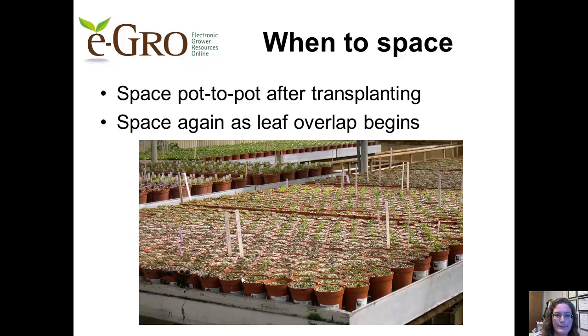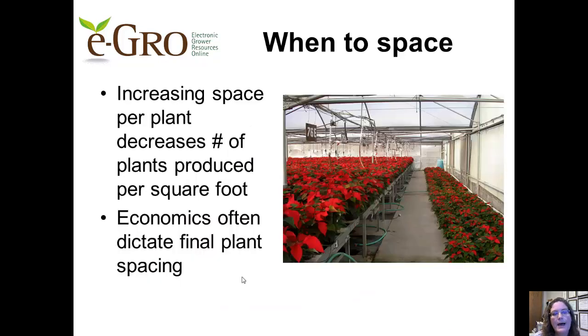The bottom line is that increasing space per plant decreases the number of plants that can be produced per square foot, and the economics of production inevitably dictate final plant spacing. As in this photo, aisle space is often used as needed, often during the spacing step, to expand production area.